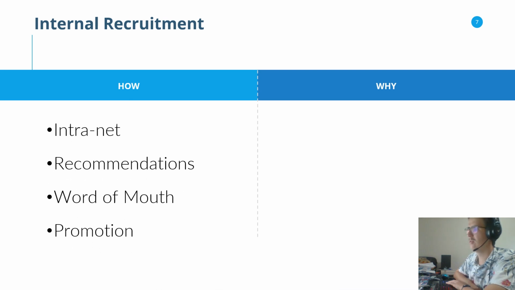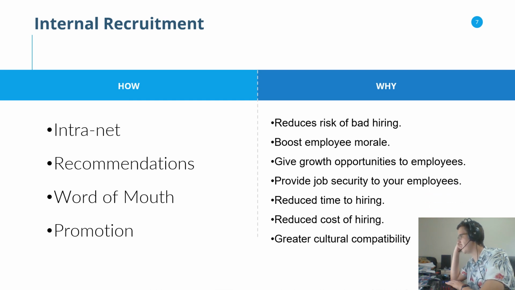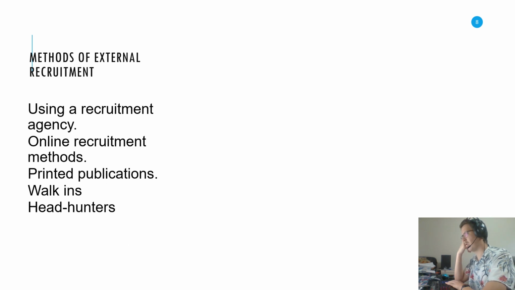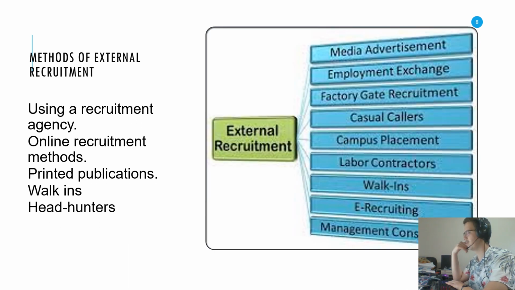So we know internal recruitment, you do it through the intranet, through recommendations, through word of mouth throughout the company, through promotions. You do it to boost employee morale, to give more opportunities, to reduce the time of hiring, to reduce the cost of hiring, and they are more compatible with your culture. Externally, you go through agents, you go through social media, printed publications, walk-ins, headhunters. So any of those are external.